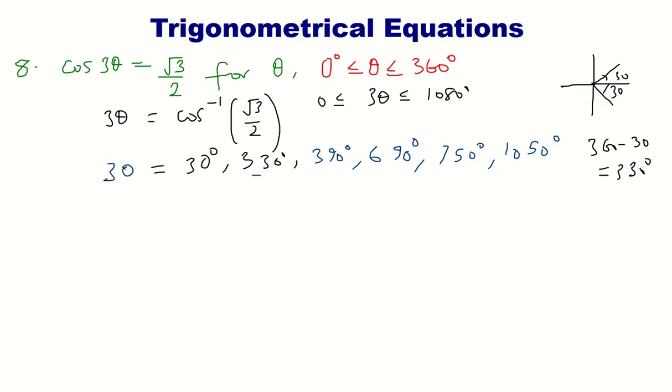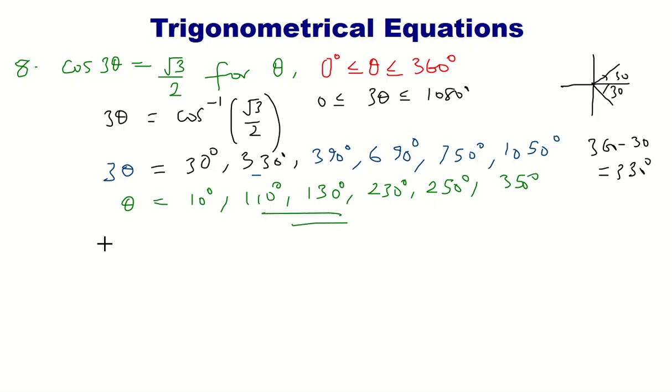It's the 3 theta. So if you want theta, then we divide all these by 3. So this one gives us 10 degrees. This will give us 130 degrees. This will give us 230 degrees. Our range is between 0 and 360, so we are still on the right track. This will give us 250 and then this will give us 350. These are the values of theta in this case.